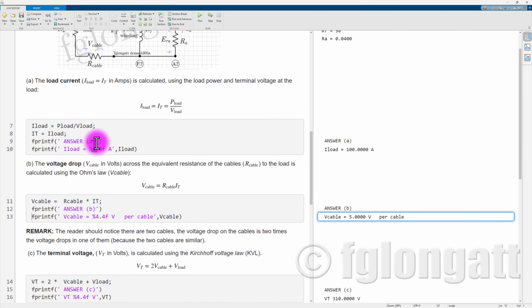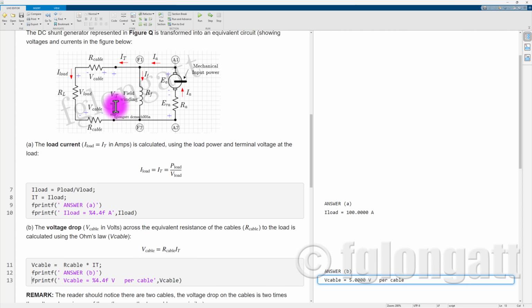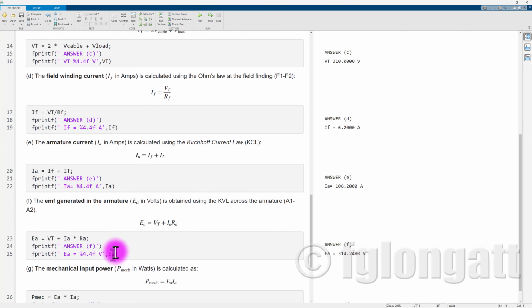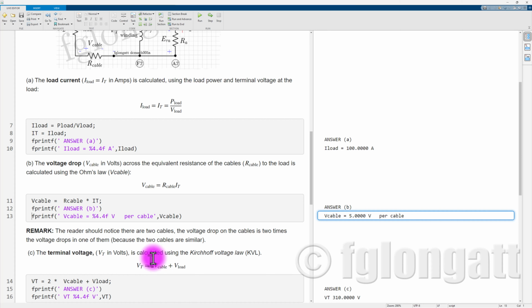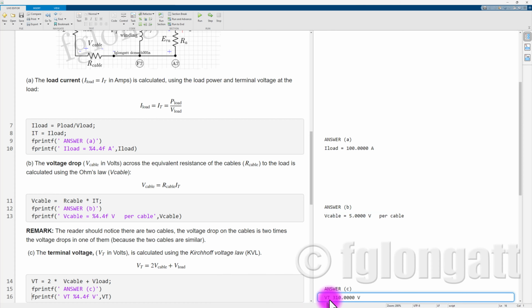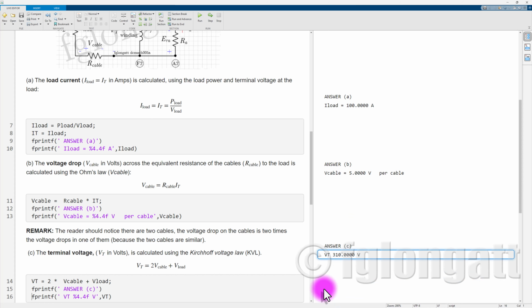But now what I want to do is to calculate the terminal voltage over here, and to do so I can use Kirchhoff voltage law on the left-hand side of the circuit. In other words, what I am telling you is that Kirchhoff voltage law will tell me that the terminal voltage is twice the voltage drop through the cable plus the voltage at the load. That is 300 plus 2 multiplied by 5 volts. So the terminal voltage in this case is 310 volts.